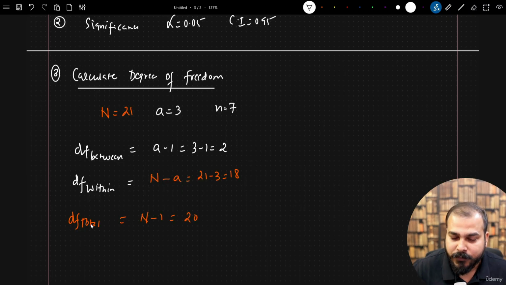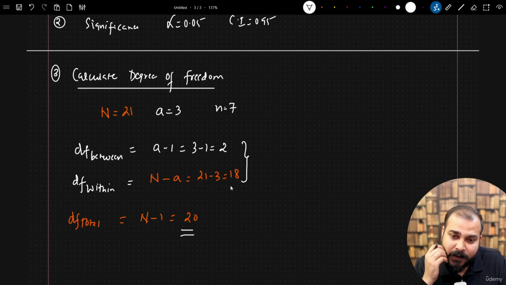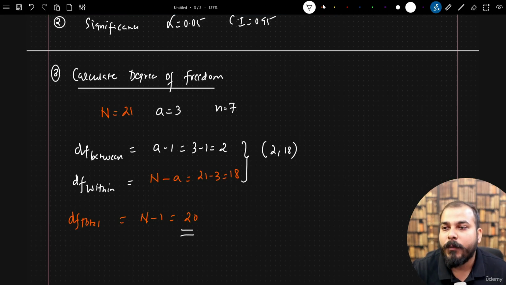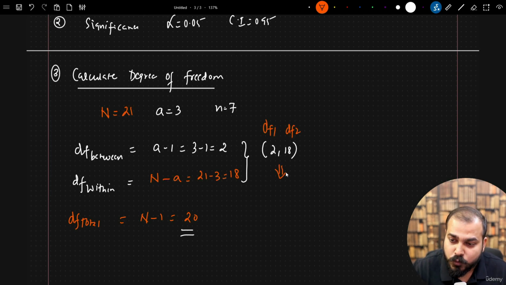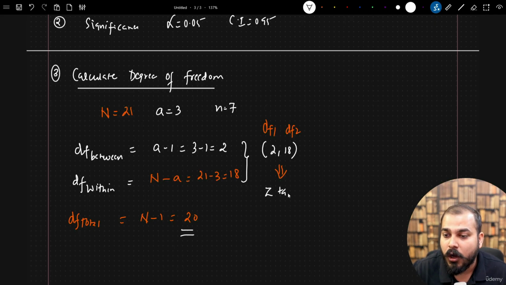Now see this. Usually we used to use this degree of freedom total, right? And I'm getting the value 20. If I combine both, 2 plus 18, it is nothing but 20, right? In any ANOVA test, we try to find out these 2 things, degree of freedom between and degree of freedom within. So your range of values will be 2 and 18. So this will be your DF1 and this will be your DF2. And this is what is specifically used in the Z table, not Z table, we say F table, along with your significance value 0.05 to find out the critical value.